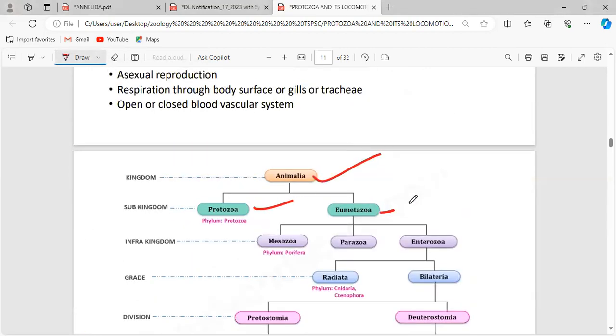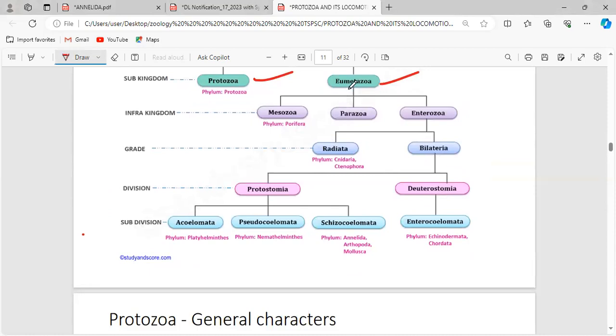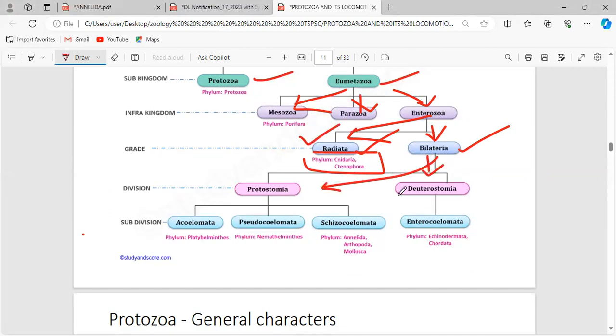See, in the animal kingdom, two subkingdoms will be there, protozoa and eumetazoa. In eumetazoa, mesozoa, parazoa, and enterozoa are there. In enterozoa, there are two types, radiata and bilateria. See the phylum. This phylum will be placed in radiata, and bilateria will be classified into protostomia and deuterostomia. From the protostomia, acoelomata, pseudocoelomata, and schizocoelomata, and deuterostomia is classified into enterocoelomata. And we know that this is not the only phylum.